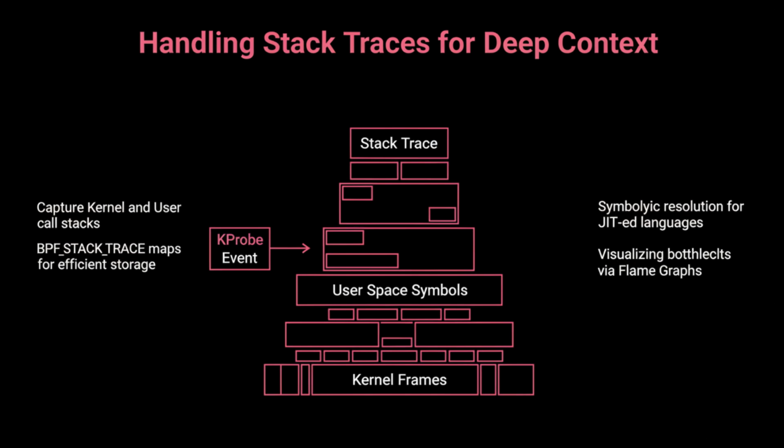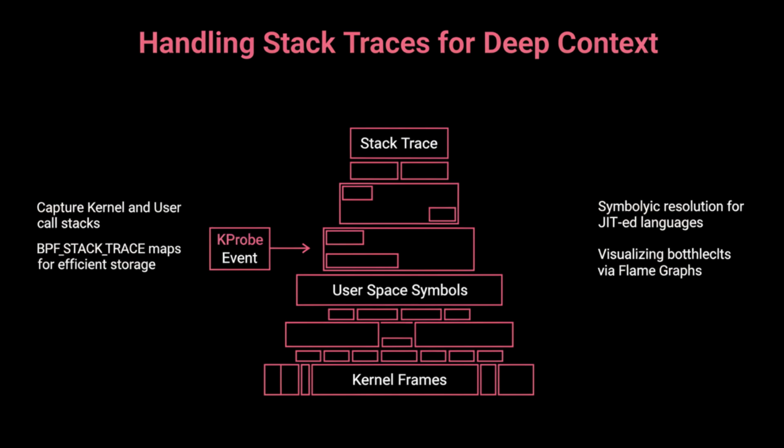Latency numbers tell us what happened, but stack traces tell us why. eBPF allows us to capture the entire kernel and user space call stack at the moment a kprobe is triggered. We use BPF stack trace maps to store these frames efficiently. For a complex Java or Go application, mapping these addresses back to human-readable function names requires a symbol table, or JIT dump. By correlating the low-level kprobe data with these stack traces, we can build flame graphs that show exactly which code path is consuming resources. This depth of visibility is what separates high-fidelity profiling from basic health checks, allowing engineers to pinpoint lock contention or inefficient garbage collection cycles.